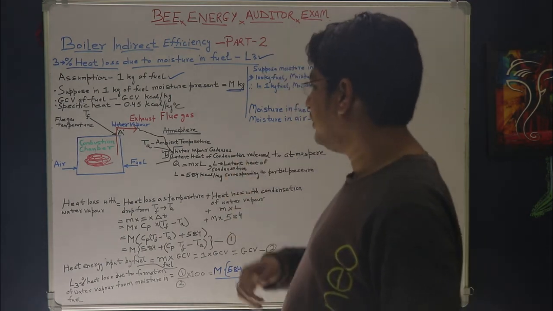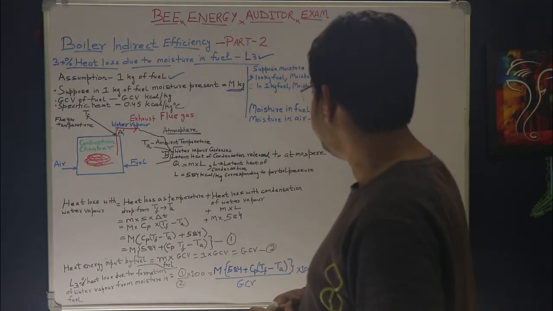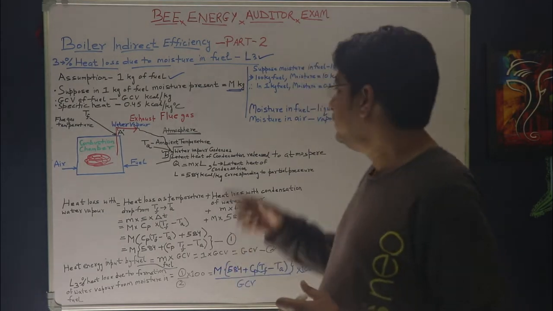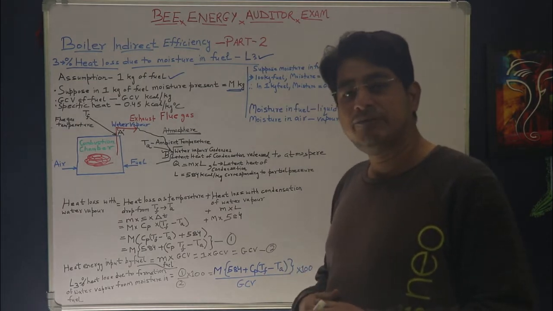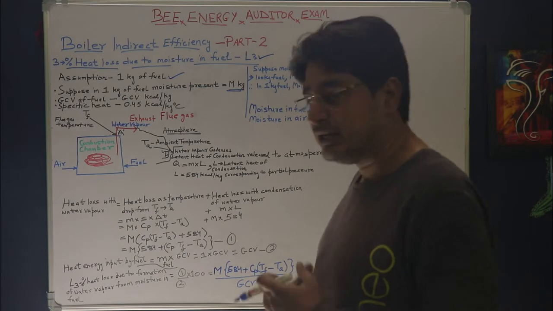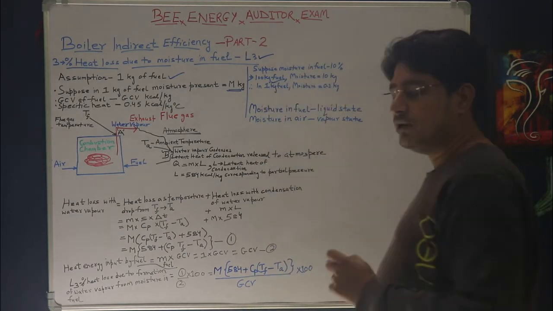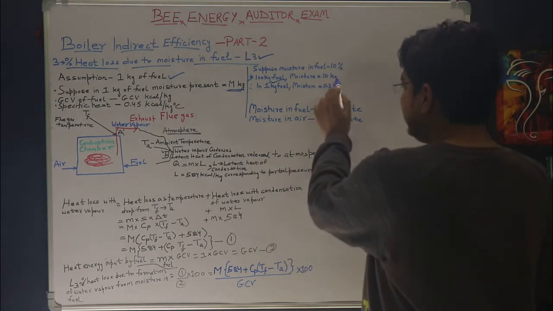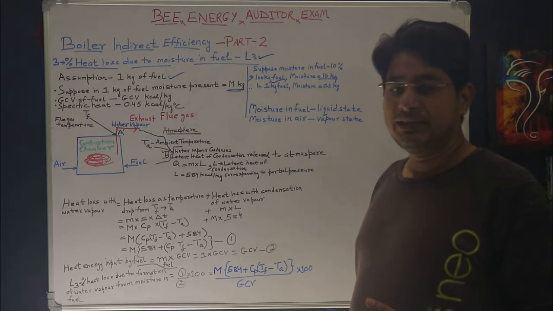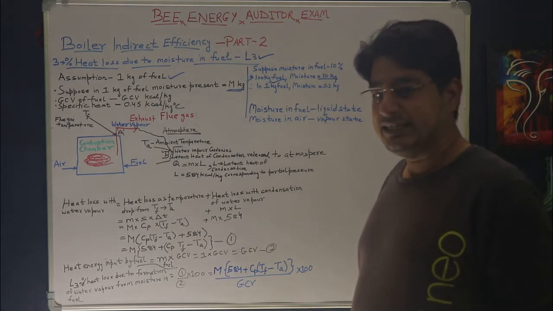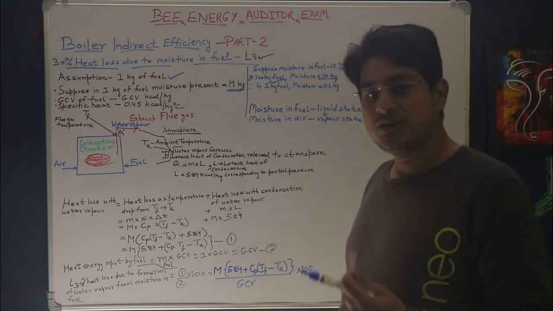Now how can you calculate the value of this m? Generally in the questions it is given like this: suppose moisture in the fuel is 10% by weight. What does this mean? This means that in 100 kg of fuel, moisture present is 10 kg. By using the concept of the unitary method, we can calculate very easily how much moisture will be present in 1 kg of fuel.